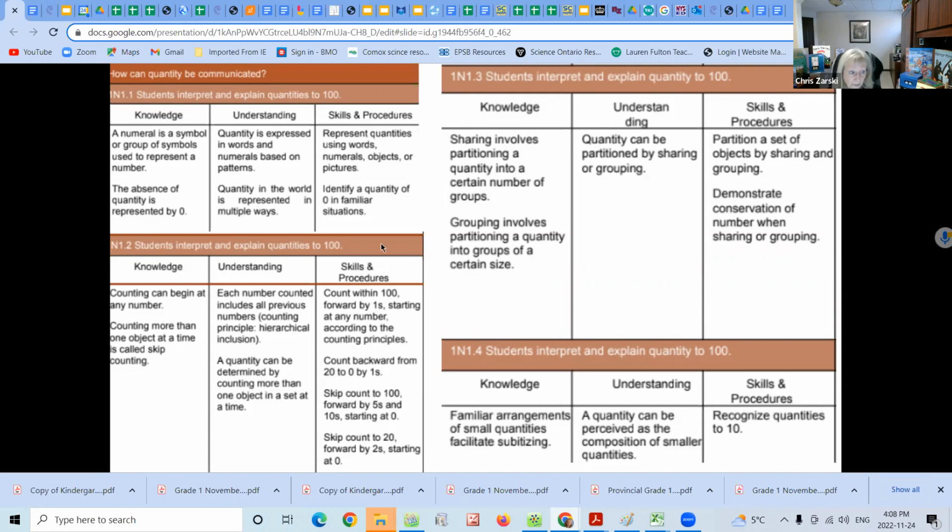So when I'm looking at your skills and procedures in grade 1, I see words like represent, identify, count, which is a big part of it.